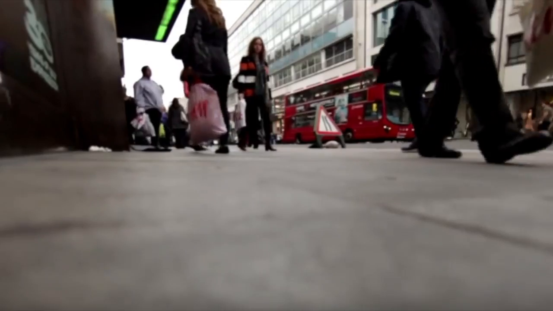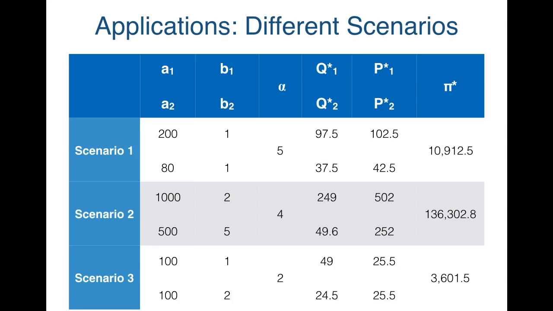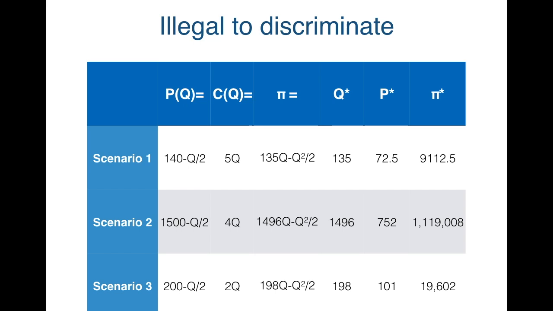Choosing arbitrary values for the constants A1, B1, A2, B2, and alpha, we have three different scenarios with different quantities, prices, and maximum profit. This is how much profit is lost if it becomes illegal to discriminate in the different scenarios we chose.